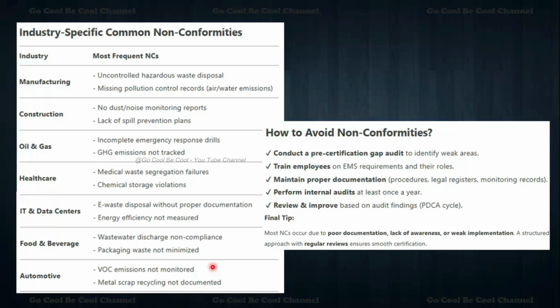How to avoid non-conformities, what are we supposed to do? See, we are appearing for the examination, the lead auditor examination. Anyhow, we are going to do the lead auditor program. So after the certificate and all, we are going to do the audit first, stage 1, in our company itself. So before conducting the audit, we have to give awareness to all the people on how to avoid these non-conformities and everything. So conduct a pre-certification gap audit to identify weak areas.